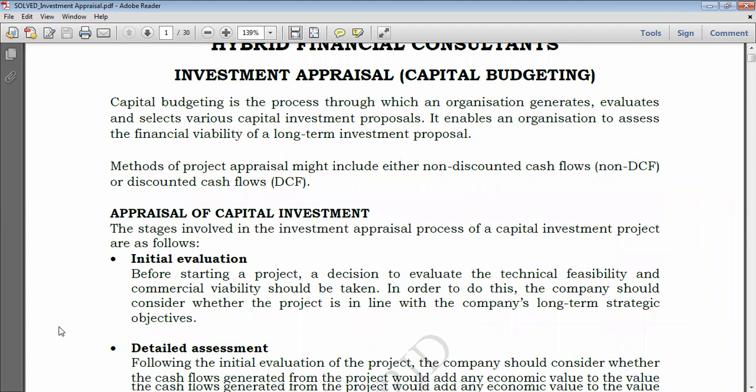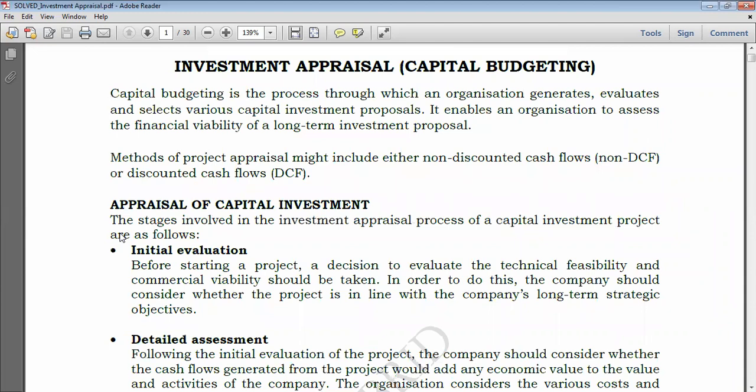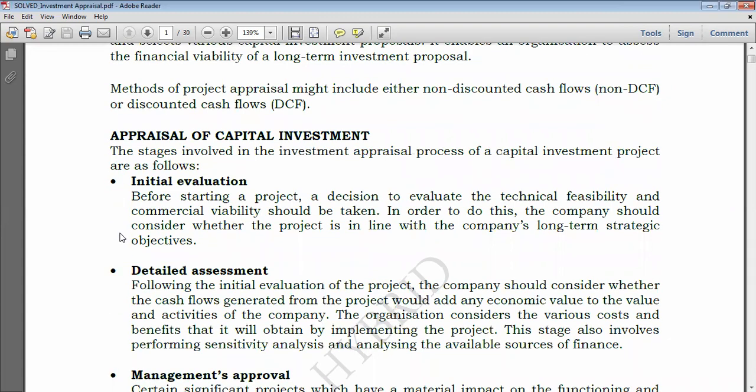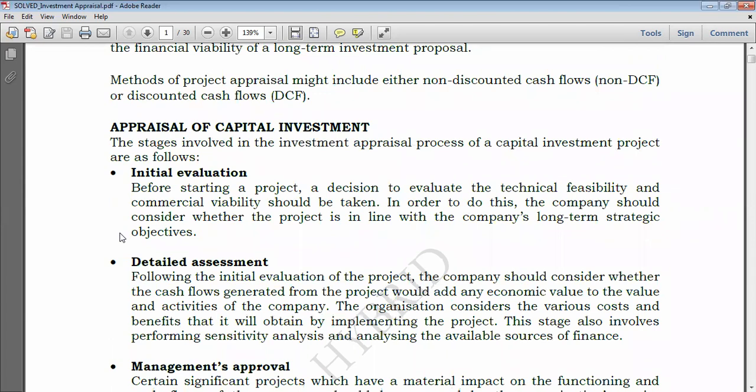Investment appraisal involves some steps which a company must undertake in order to perform the appraisal. First of all, we have initial evaluation. What do we mean by initial evaluation? Before starting a project, a decision to evaluate the technical feasibility and the commercial viability should be taken. First of all, you try to check whether there is a chance that this project will add value to an organization. If not, you can just discard it. But if there is a chance, then you proceed with the steps.